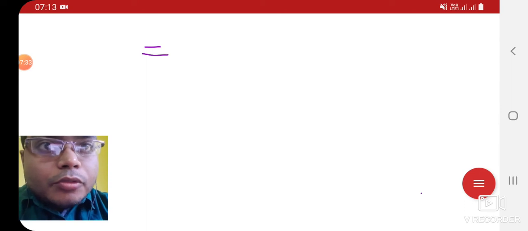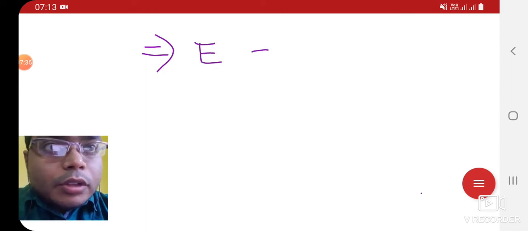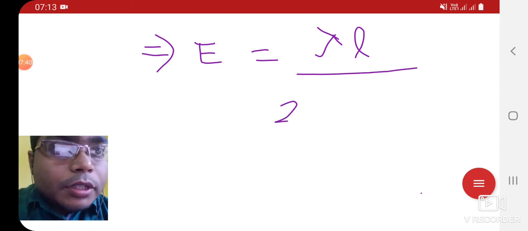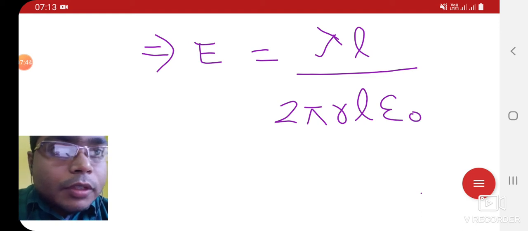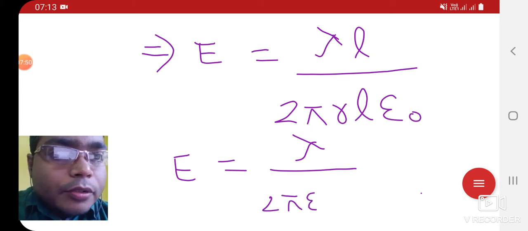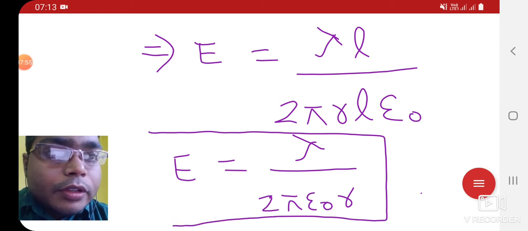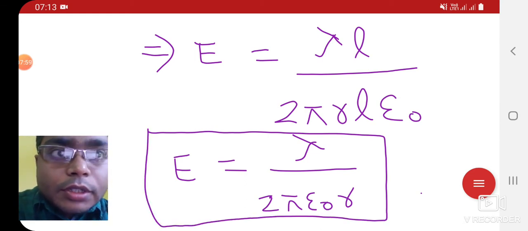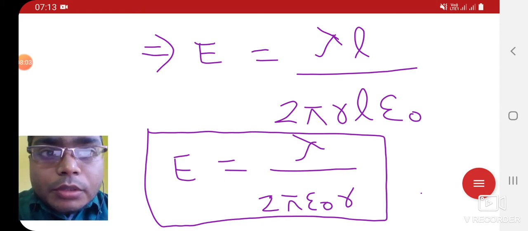So if we do the further calculation, E will be how much? This will be lambda L. If we do the cross multiplication, then it will be 2 pi r L into epsilon naught. So from here you can see the result, it will be lambda by 2 pi epsilon naught r. So this is the expression for electric field, right? This is a very important expression, and this derivation is also very important for your exam. This normally comes for a 3 marks question.